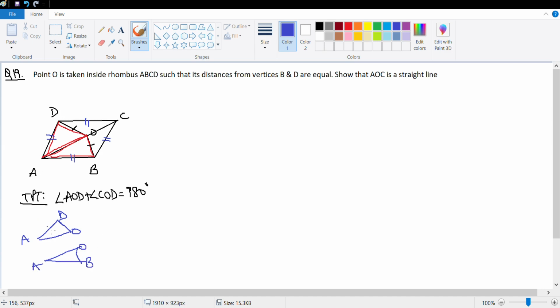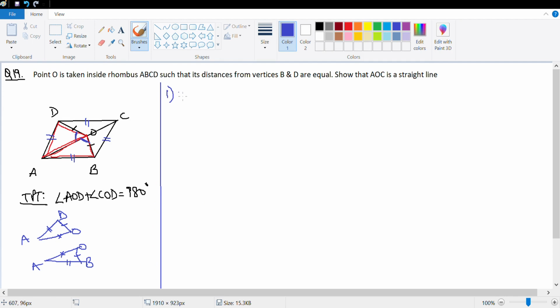So AD is given equal to AB. Done. DO is given equal to BO. Done. And AO and AO are equal. Why? They are the same side, the common arm. So let's start writing this down, which means I'll get angle DOA and angle BOA as equal. Perfect.